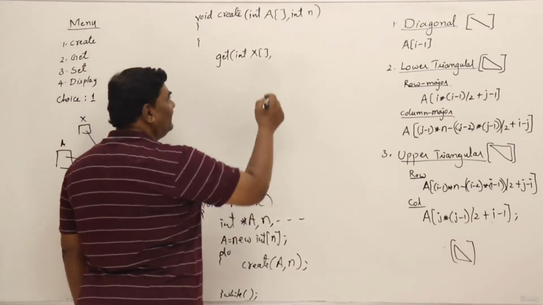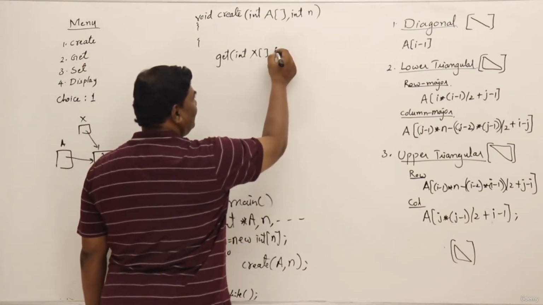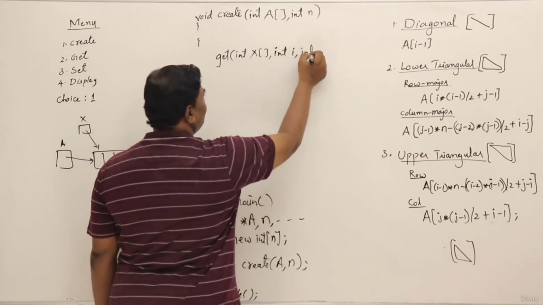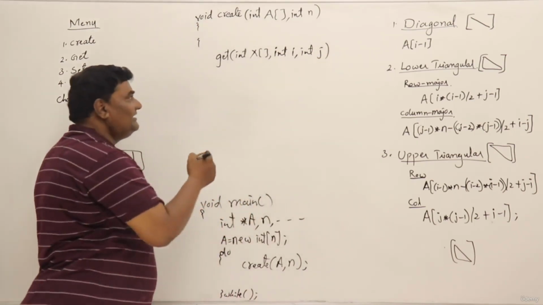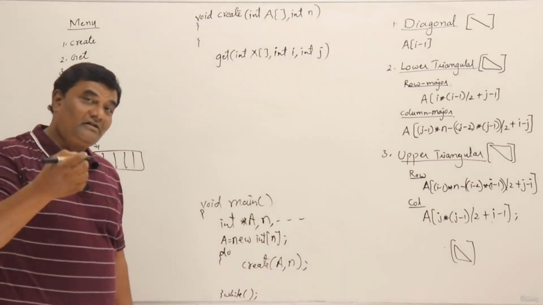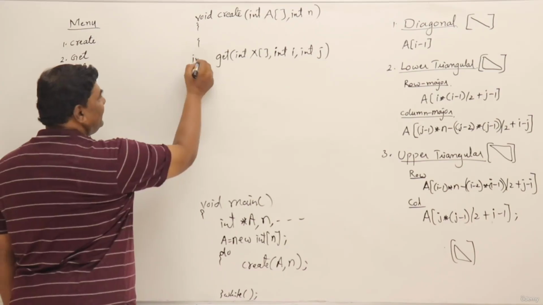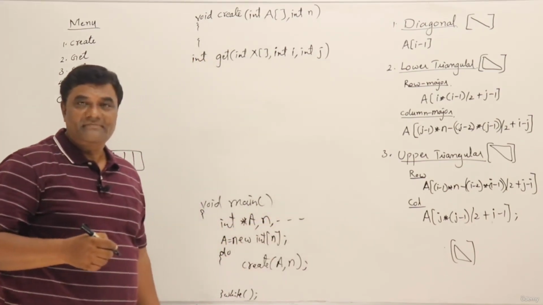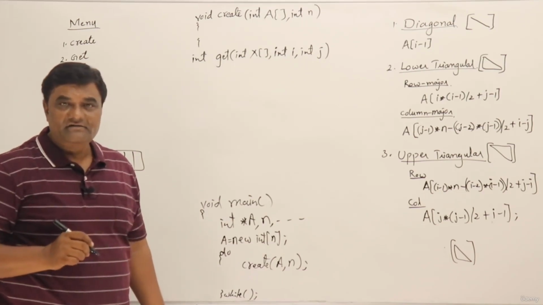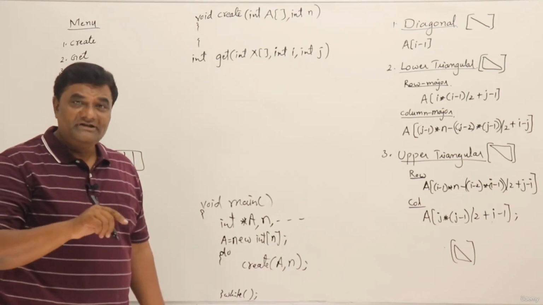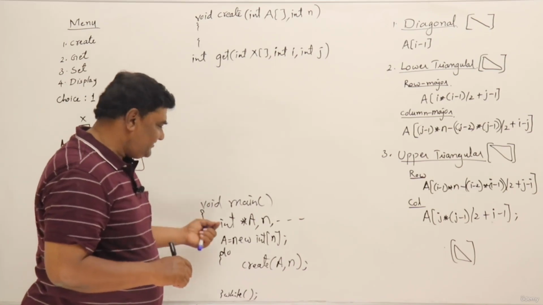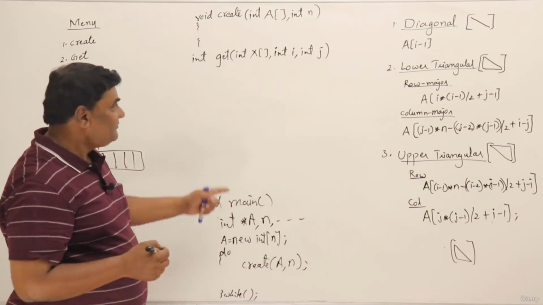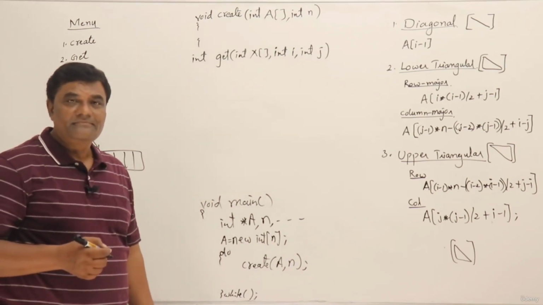Then what more we need? What are the indices? I and j. So this will read the element from that particular index and returns the element. So it should have the return type as integer because we have integer elements only. This is for get. Then what about the dimension? If you think that the dimensions may be wrong, you want to test them whether the dimensions are perfect or not, then you have to pass n also to that one.